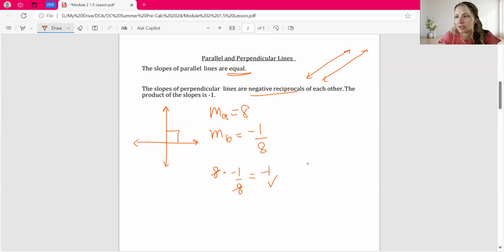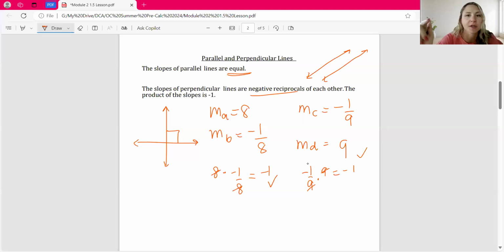Another example I can show you, let's say if the slope of line C is -1/9, then the slope of line D, if it's perpendicular, will be 9. And we can double check that. -1/9 times 9 is going to be -1. I know for sure they're perpendicular. They have negative reciprocal slopes.